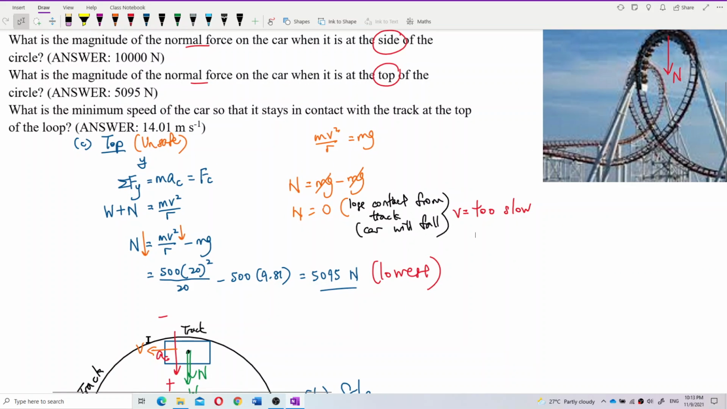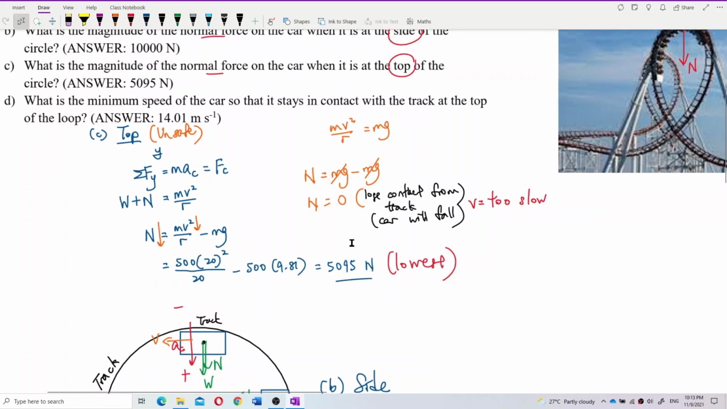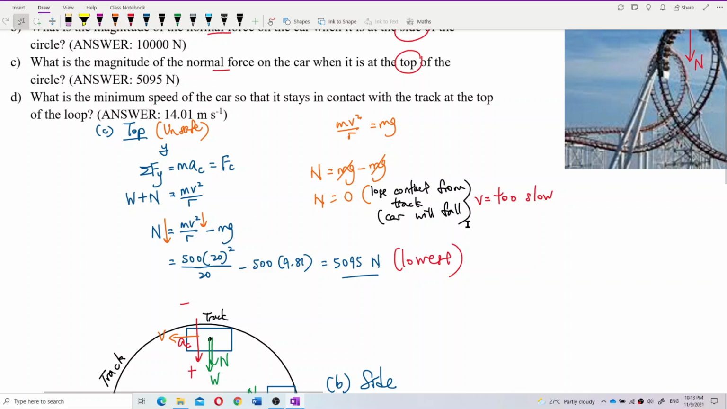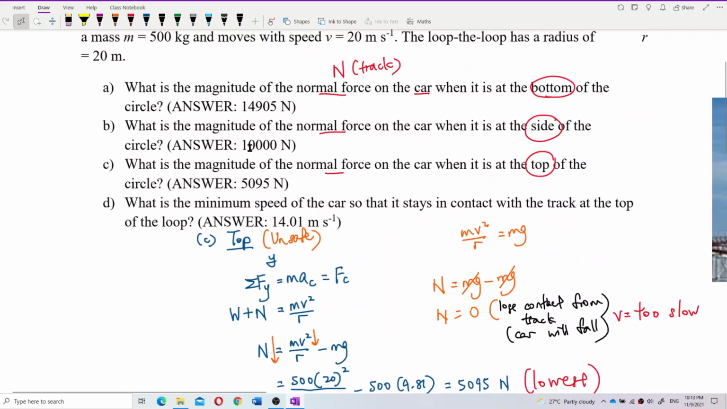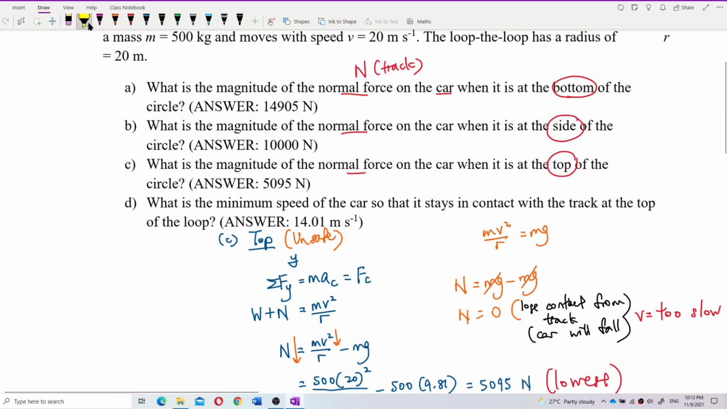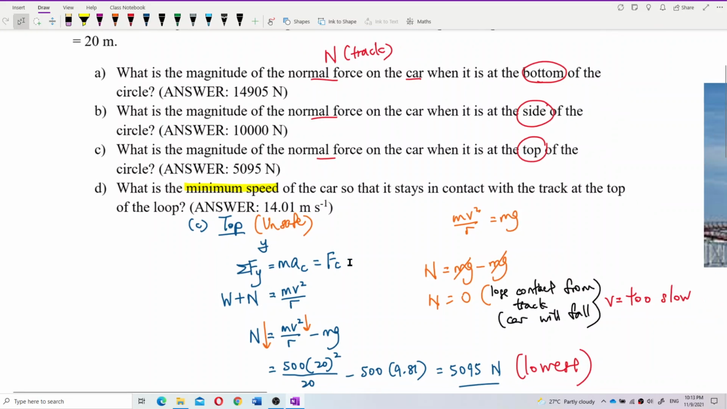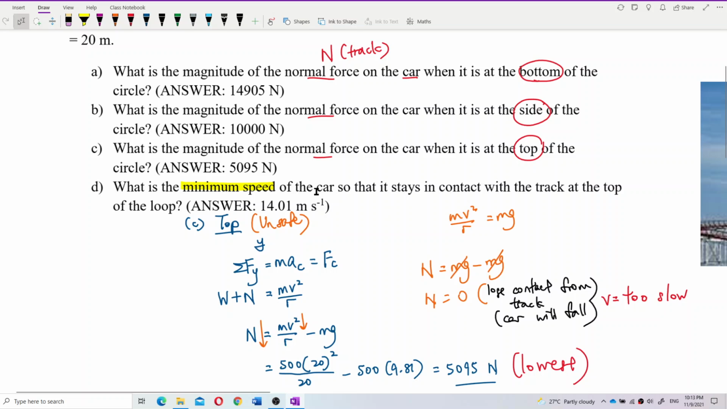The track does not provide the normal force anymore for the car. You're not in contact with the track anymore. The car will fall if it is too slow. So that's why question D asks: what is the minimum speed so that the car still stays in contact with the track at the top position?